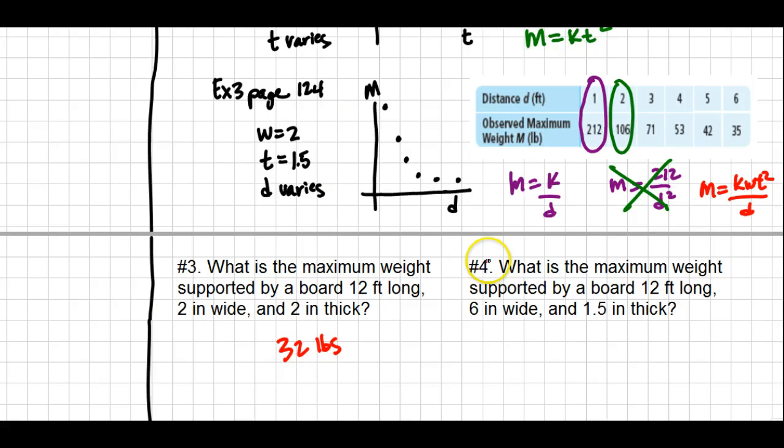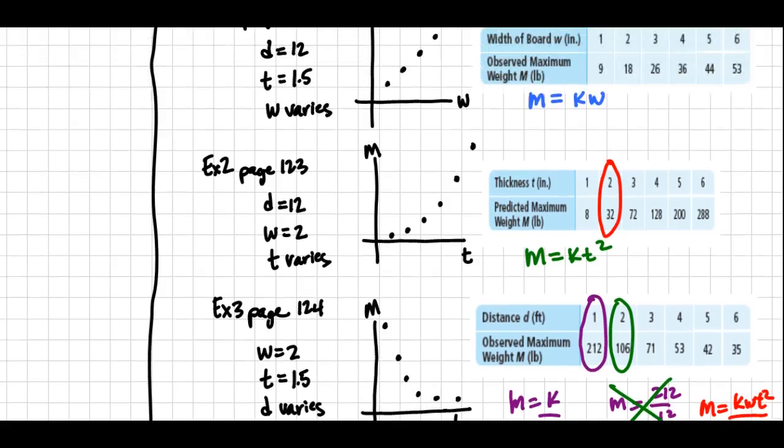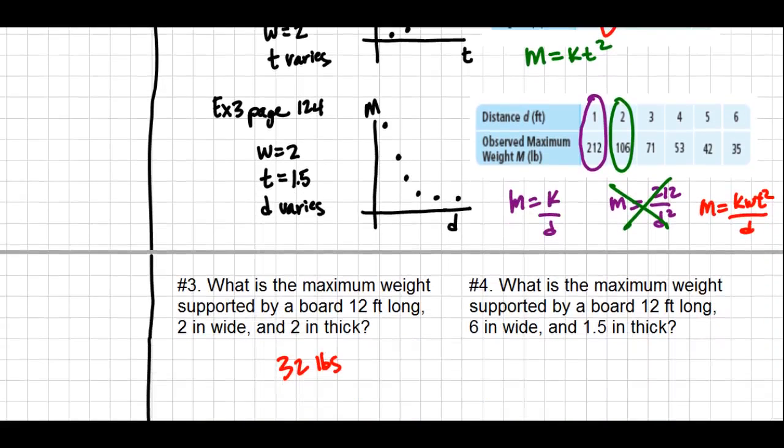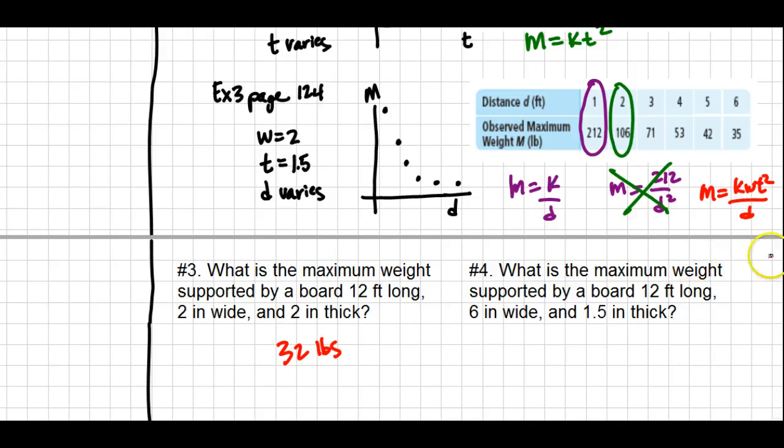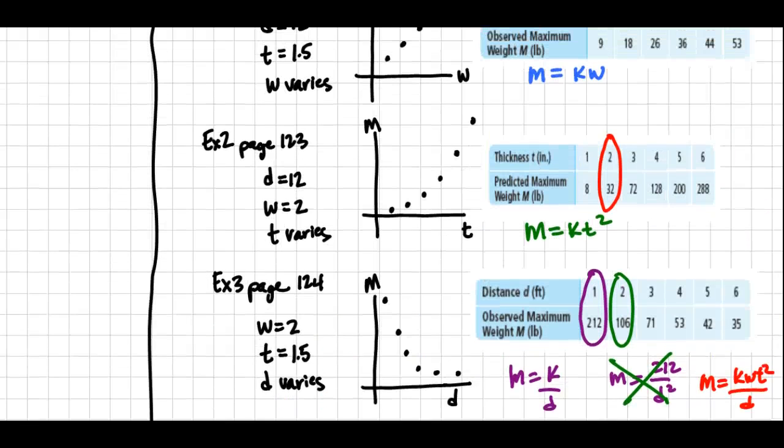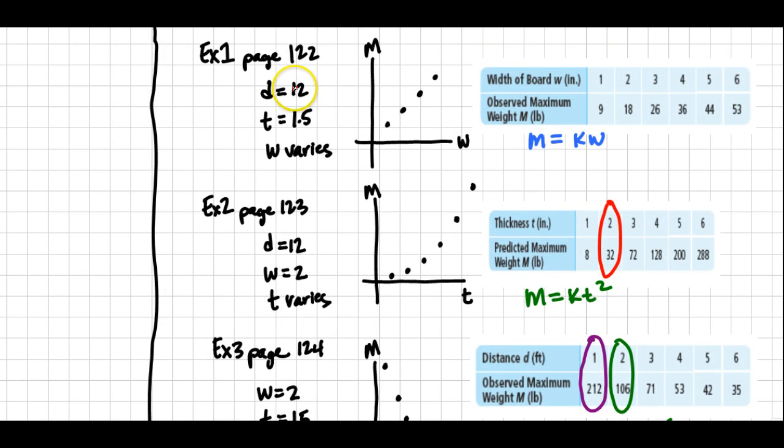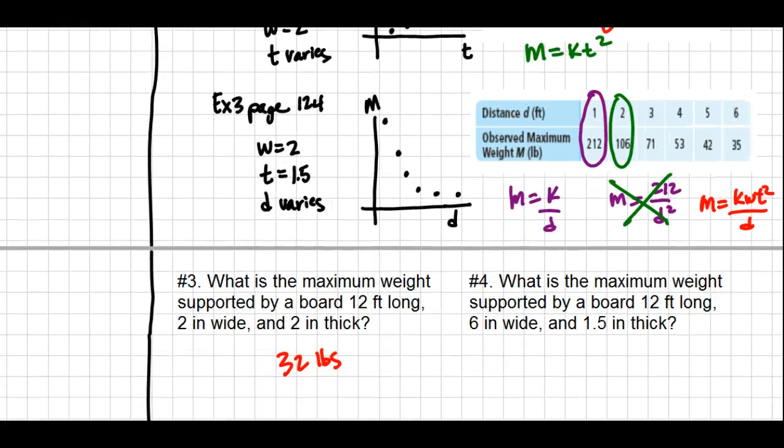Same thing for number 4. Maximum weight that can be supported by a board 12 feet long, 6 inches wide, and 1.5 inches thick. So let's look for a 12-foot long board again. So that would be example 1 or 2. 6 inches wide and 1.5 inches thick. So if we look at example 1, we've got the distance of 12, the 1.5, and then we can go all the way down to the 6, and there's our answer of 53. So we'll say 53 pounds there.